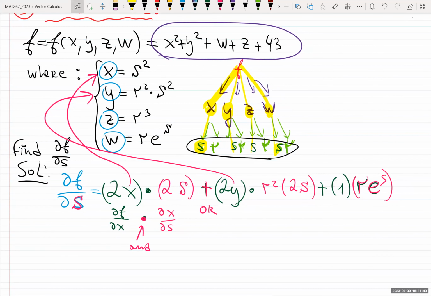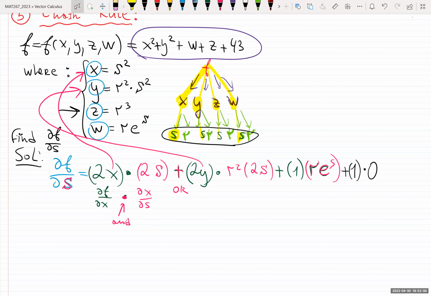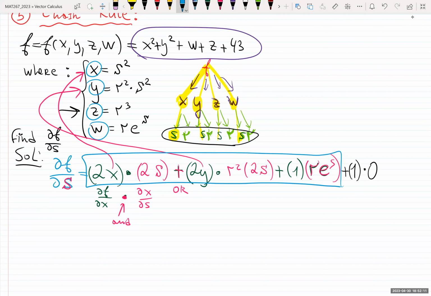Derivative of z with respect to z is 1. And then you look at z and differentiate with respect to s, that's 0. So I would just completely ignore it. And that's not all. 43, derivative of 43 with whatever you want is 0. So that is the answer. You should have 3 terms. Here they are. 3 terms.